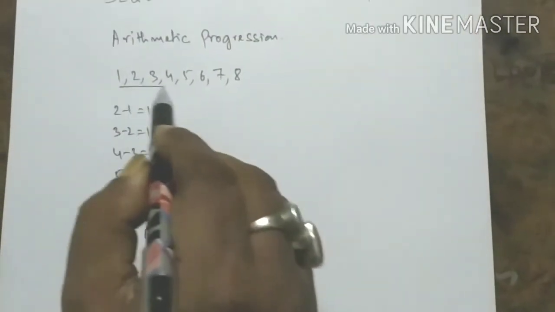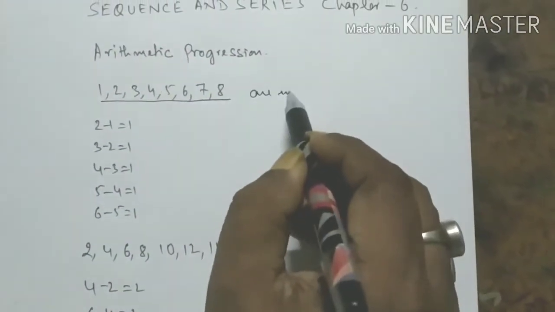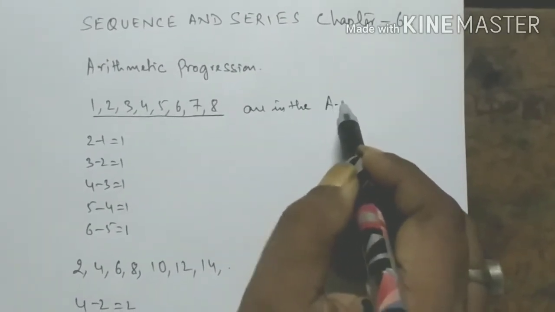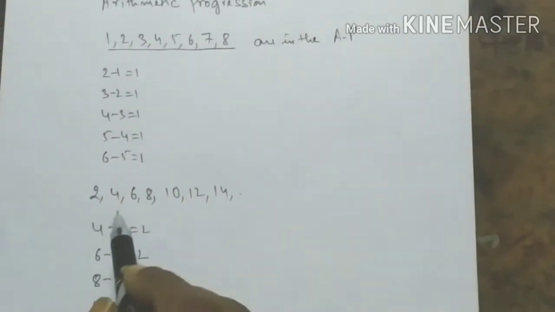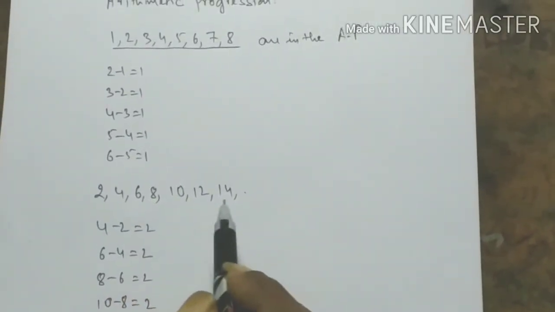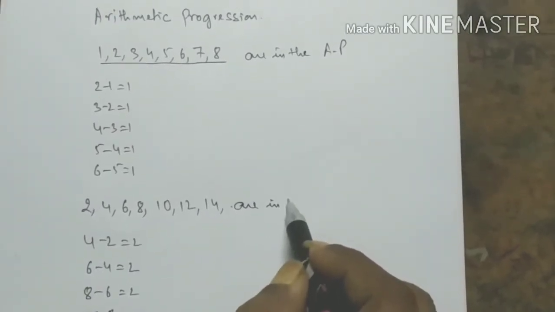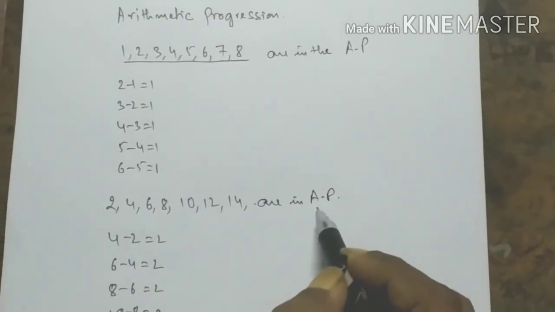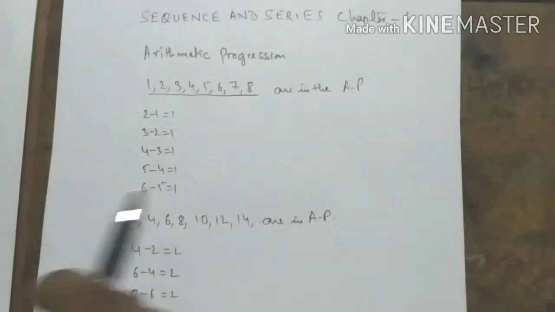Then we say that 1, 2, 3, 4, 5, 6, 7 are in arithmetic progression. In short, we can write it as A.P. Similarly, 2, 4, 6, 8, 10, 12, 14 are in arithmetic progression. In short, we can write it as A.P.